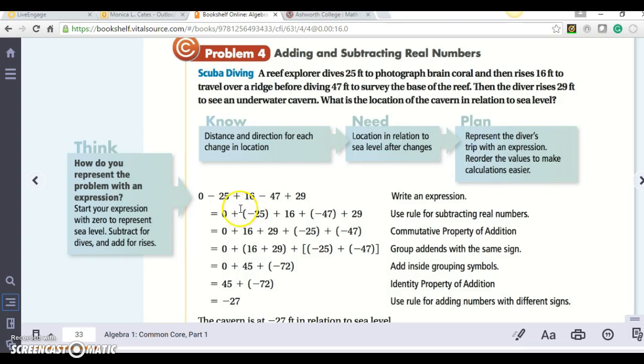So if we write it out, we start here at 0. He dives 25 feet, then he comes back up 16 feet, then he dives back down 47 feet, then he comes back up 29 feet, and that's going to tell us where the underwater cavern is.